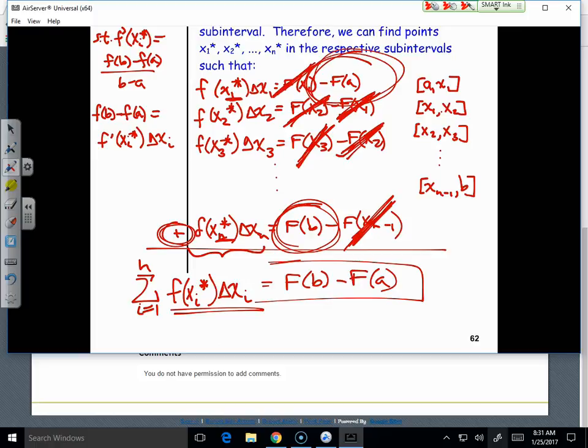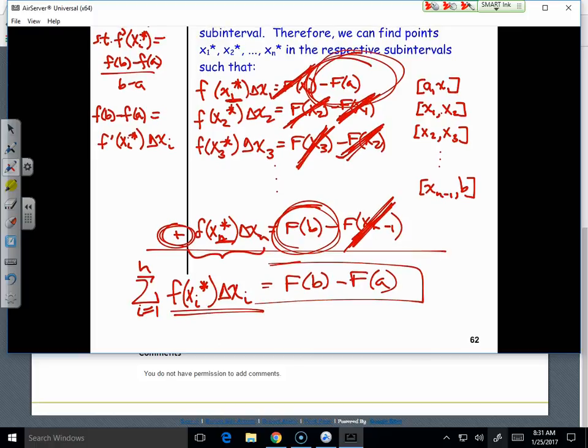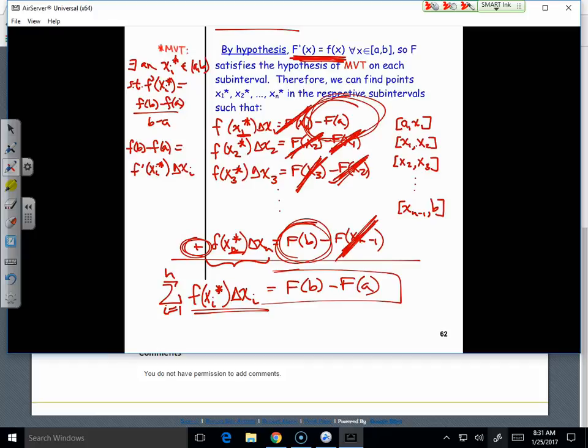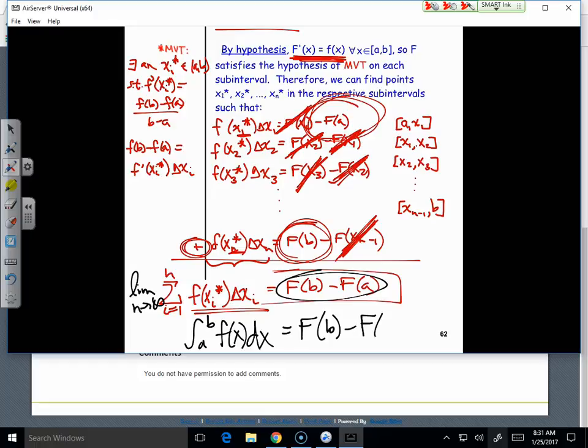So therefore, if I am trying to find the definite integral from a to b of f of x dx, all I need to do is take the limit as n goes to infinity of the left side, and the right side, the limit is just this constant, because the limit of any constant remains the same. So I can say the definite integral from a to b of f of x dx is equal to the antiderivative of b minus the antiderivative of a.